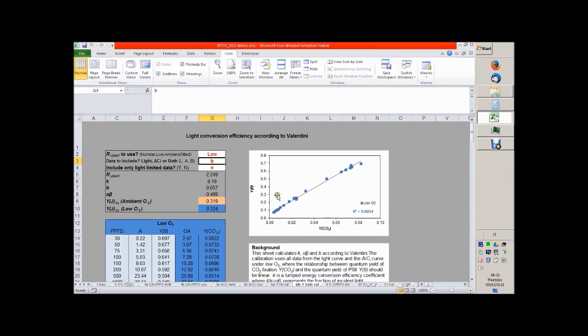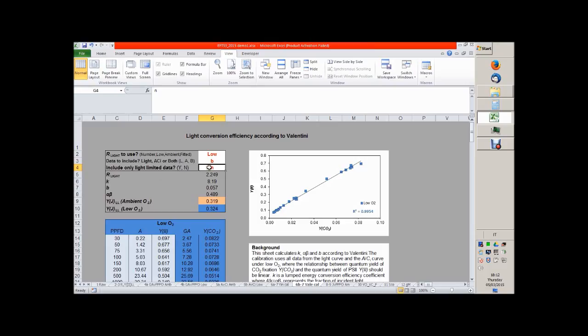In G3 we can specify whether to include both the light and the ACI curve, or just the light curve, or just the ACI curve. So if we type L, for example, just the light curve is plotted. If we type A, just the ACI curve is plotted. And of course, if we type both, the two curves are plotted.